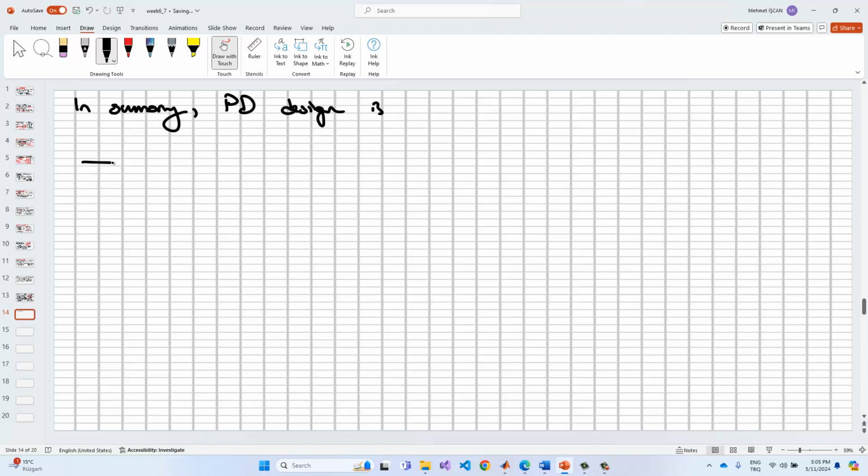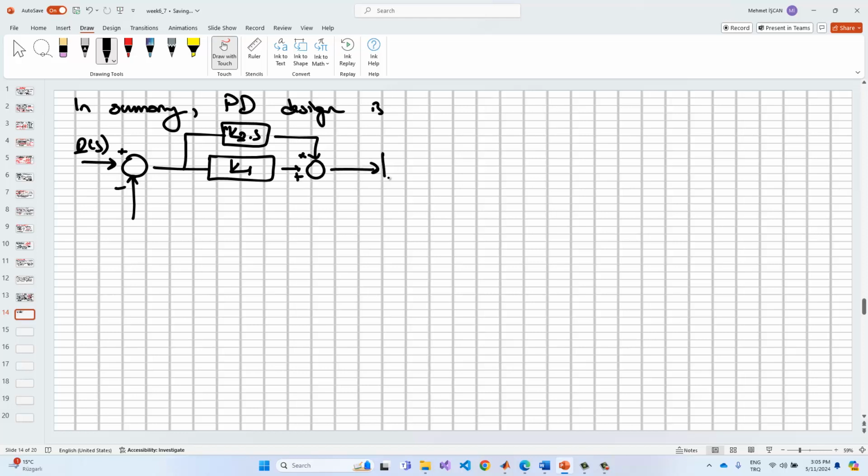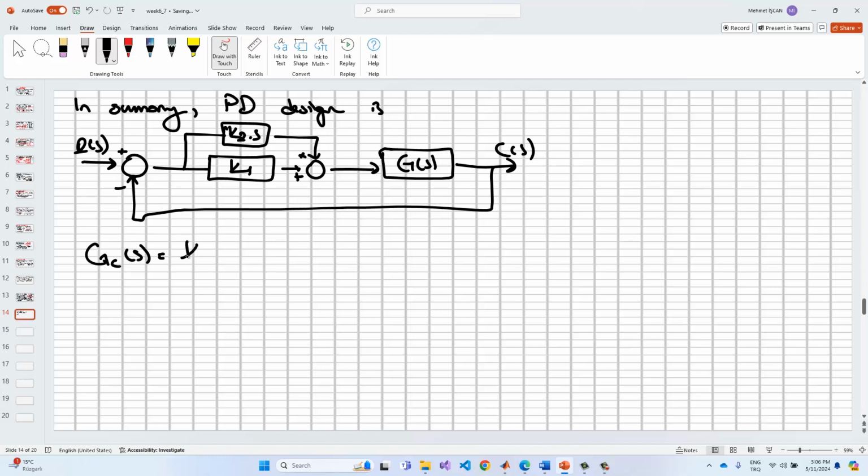we have the R(s) signal in here, just like this one, minus, and so we have the K1 in here, and we have the K2 times s in here, and we collect the whole terms up to the length of this signal, and so we generate C(s), and so we can obtain the unity feedback signal. And so the controller G(s) can be defined with the K1 plus K2 s, which equals K2 times s plus K1 over K2.